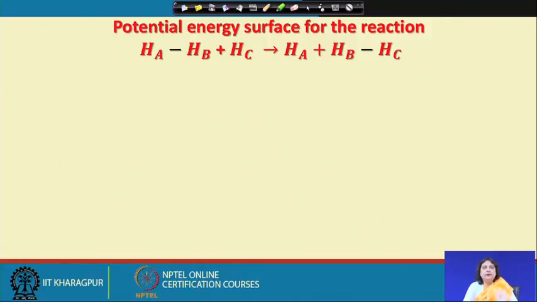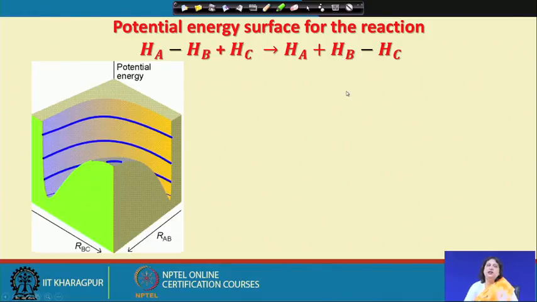Now, let me take an example. This is a very simple chemical reaction, a hydrogen molecule interacting with a hydrogen atom. Initially hydrogen atoms A and B are bonded to each other, and there is another atom C which is coming close, and at the end of the reaction HA is isolated and a bond has been formed between HB and HC. Now, if I look at the potential energy surface that I get from here, this is described in terms of two distances. One is the distance between the hydrogen atoms A and B, and another one is the distance between hydrogen atoms B and C.